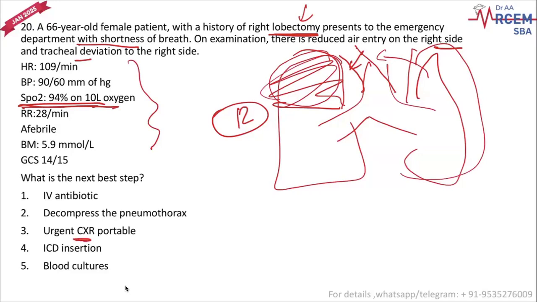To know what is happening, it's better to get an X-ray done and see. Things you need to rule out: can it be a pneumothorax? It cannot be a pneumothorax, because the trachea is deviated towards the same side. Though the air entry is reduced, it might be because of the lobectomy itself. So you cannot say 100% there is a pneumothorax.